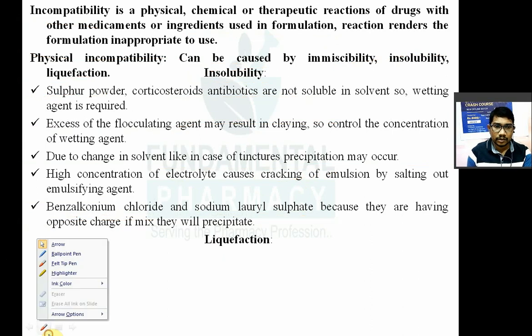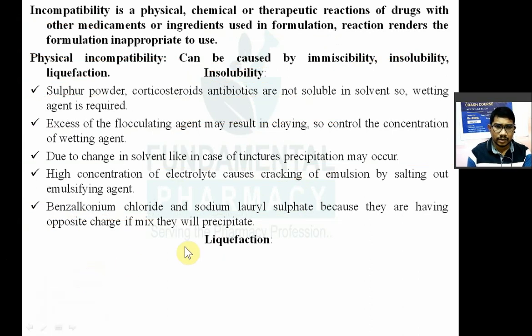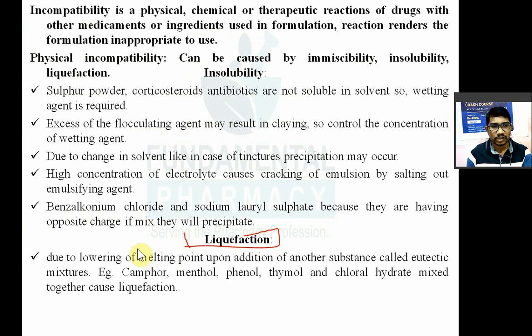समझ रहे हैं आपको? Then second one is liquefaction. So there is a formation of liquid. If two or more compounds are incompatible with each other, if you try to mix them, you will get a liquid. So there is liquefaction. For example, due to lowering of melting point upon addition of another substance, they are also known as a eutectic mixture. इनको ही अपन क्या बोलते हैं? Eutectic mixture. Two or more compounds, if they are mixed together, there is a lowering of their melting point and they become a liquid, and they are known as a eutectic mixture.